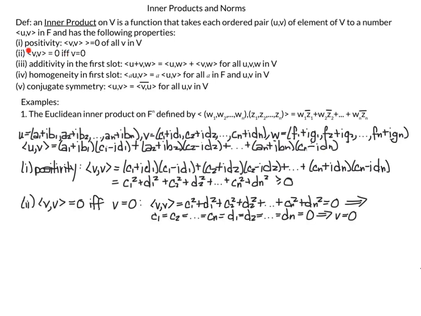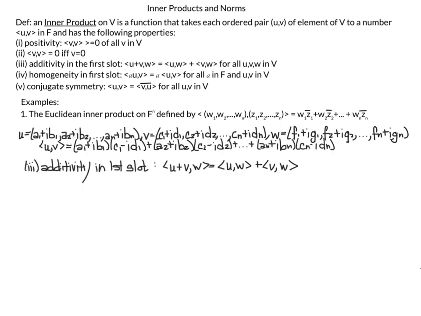To show this second property, that the inner product of v with itself is equal to 0 if and only if v equals 0, we can now take our v inner product with itself. We have that equal to c1 squared plus d1 squared up to cn squared plus dn squared equals 0. Well, since these are all positive, there's no cancellation of some positive canceling with a negative, so it must necessarily mean that all the constants c1, c2 up to cn are equal to 0, and all the constants d1, d2 up to dn are equal to 0, which means our vector v is equal to 0.